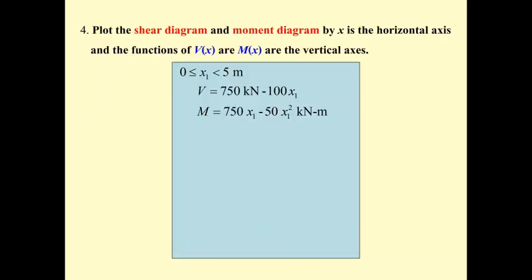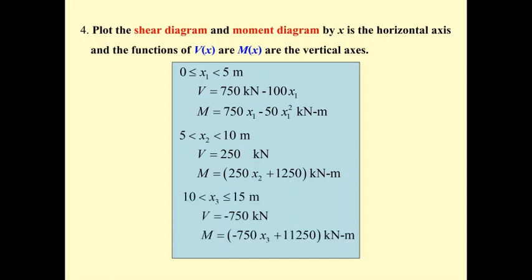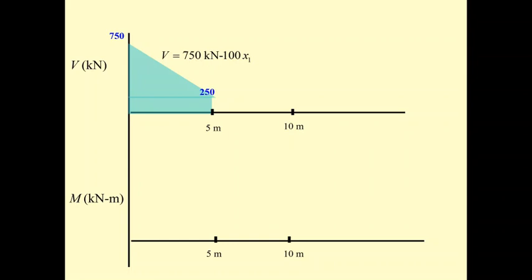Okay, in conclusion, for the first cut when x1 equals 0 to 5, you get these two equations. For the second cut, the coordinate x2 from 5 to 10, you get this set of equations. And the last cut from 10 to 15 for the x3, you get this set. And then you may put in the shear diagram portion. If x equals 0, this is going to be 750. If x equals 5, this is going to be 750 minus 500, so it's 250.